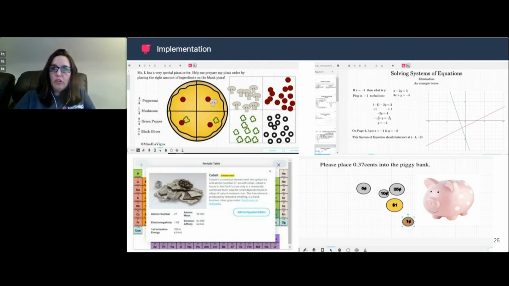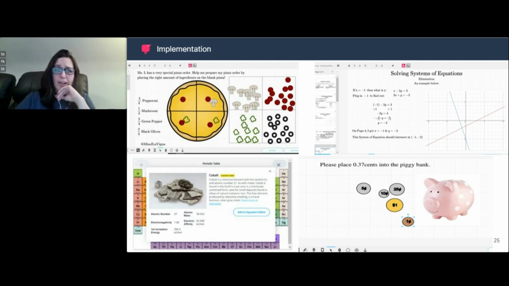So these are just some screenshots of, here's a pizza, and you can make it fractions, put mushrooms on 1/4 of the pizza, put pepperoni on 3/4 of the pizza, put green peppers on 2/4 of the pizza, whatever you want to do. You can solve equations. So here's the graphing. What I thought was really cool was this periodic table, in that you can use the periodic table to interact with. These are just some screenshots of Equatio just to show the different age levels.